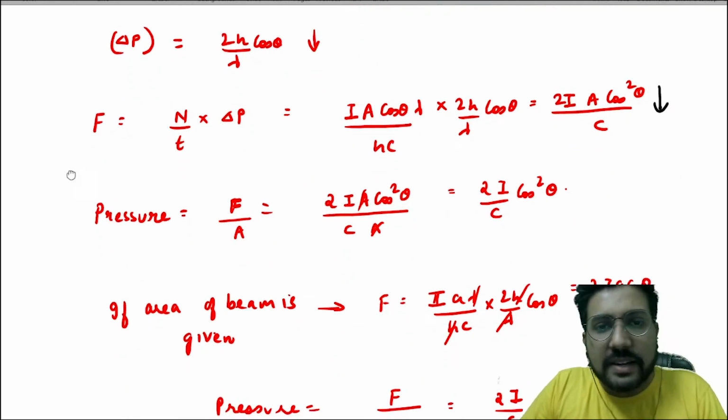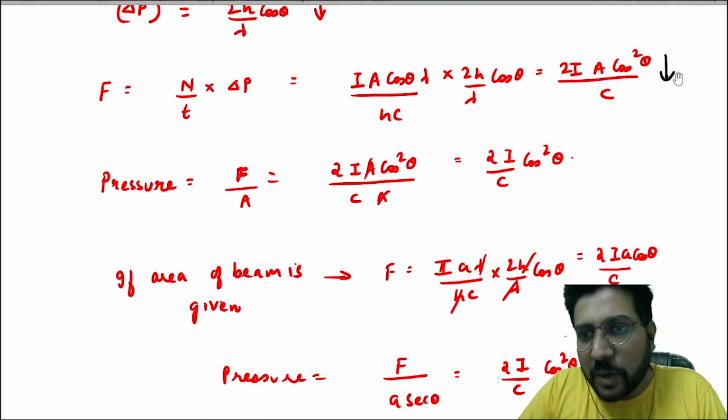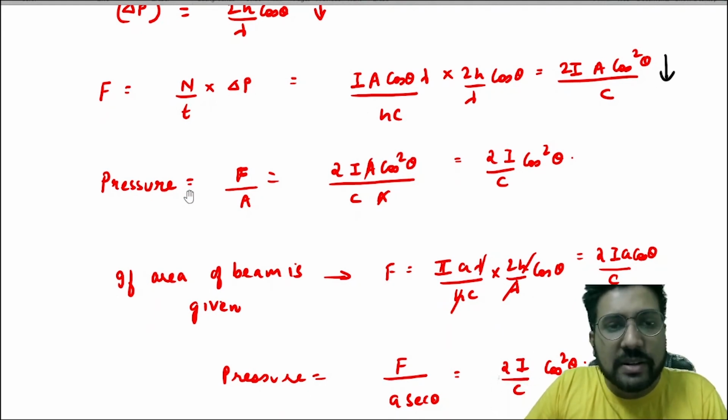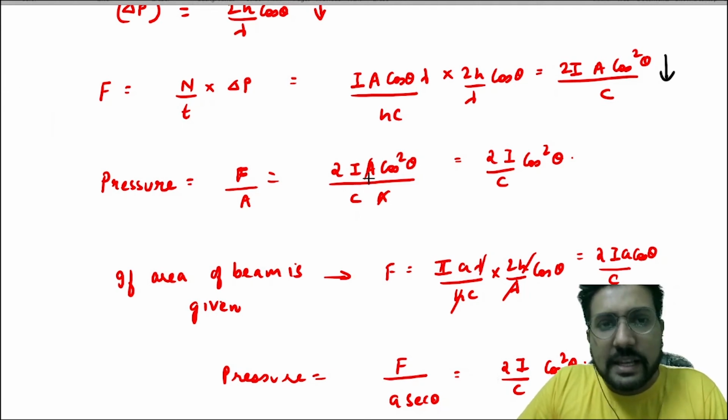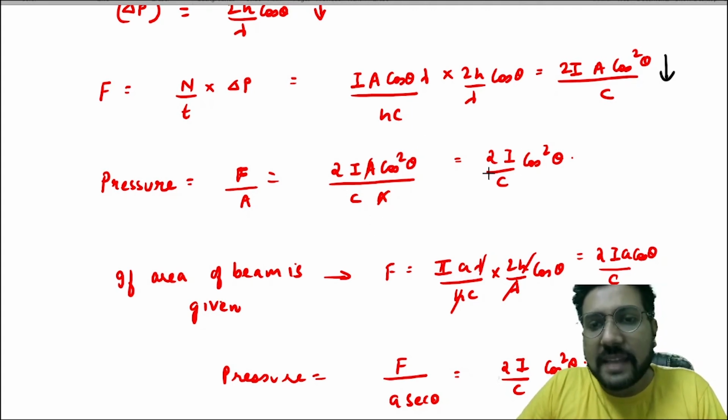And then what is the radiation pressure? Because the force is downwards, it is already perpendicular to the surface, so I'll write pressure is directly F by A. Because the force is already perpendicular to the surface. We need the component of force perpendicular to the surface while writing the pressure. So pressure is equal to 2Ia cos square theta by c divided by A, and that is equal to 2I by c cos square theta.